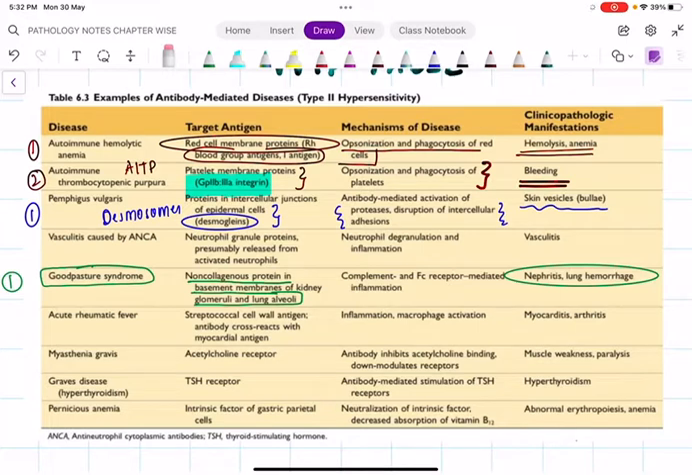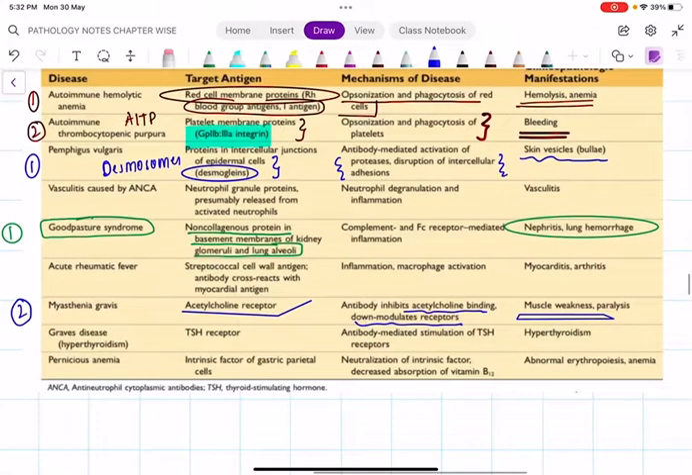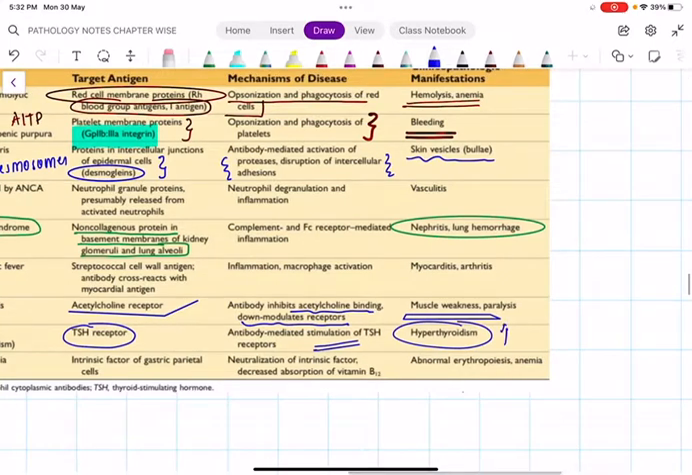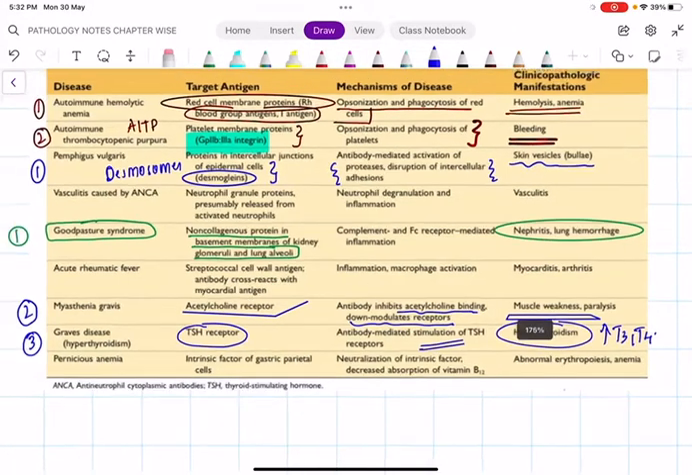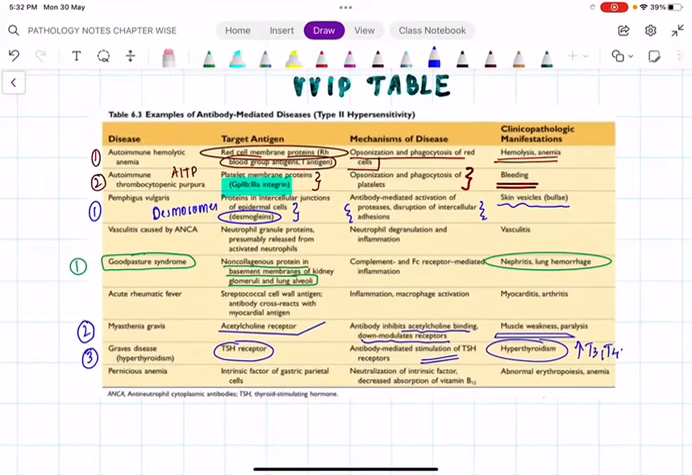Then, the second condition is myasthenia gravis, where, as you already know, antibodies are produced against the acetylcholine receptor, which will down modulate the receptor and inhibit acetylcholine binding, causing muscle weakness and paralysis. Already known thing. Next, Graves' disease, the third one, where the TSH receptor will be stimulated, causing hyperthyroidism with increased T3, T4. So these 3, we have so far discussed the examples of 3 important mechanisms.